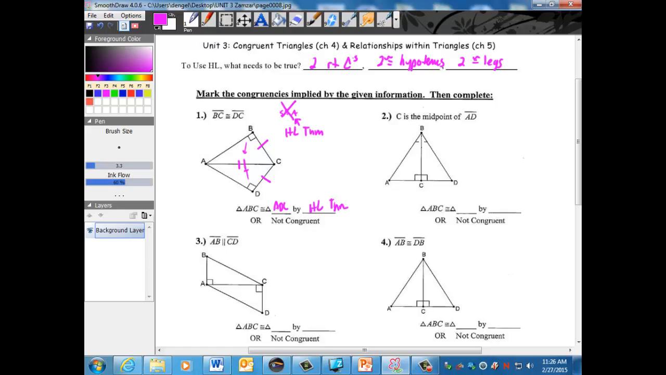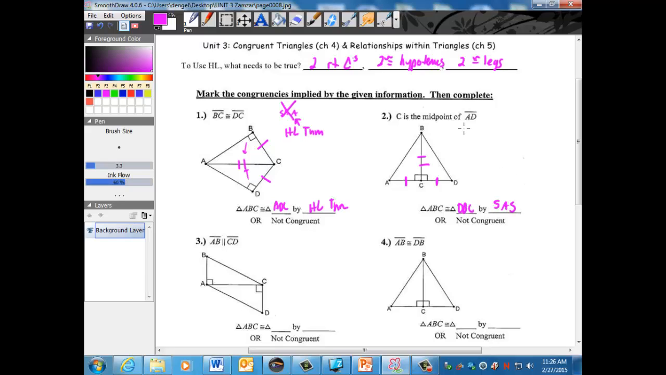C is the midpoint of AD. Please put marks here and here. By reflexive, BC is equal to itself. Triangle ABC is congruent equal to triangle DBC by side, angle, side.